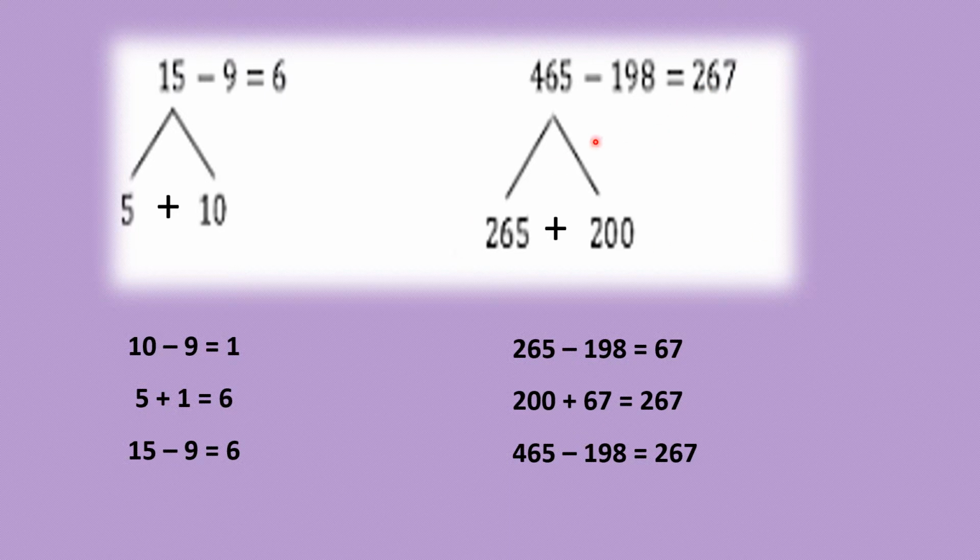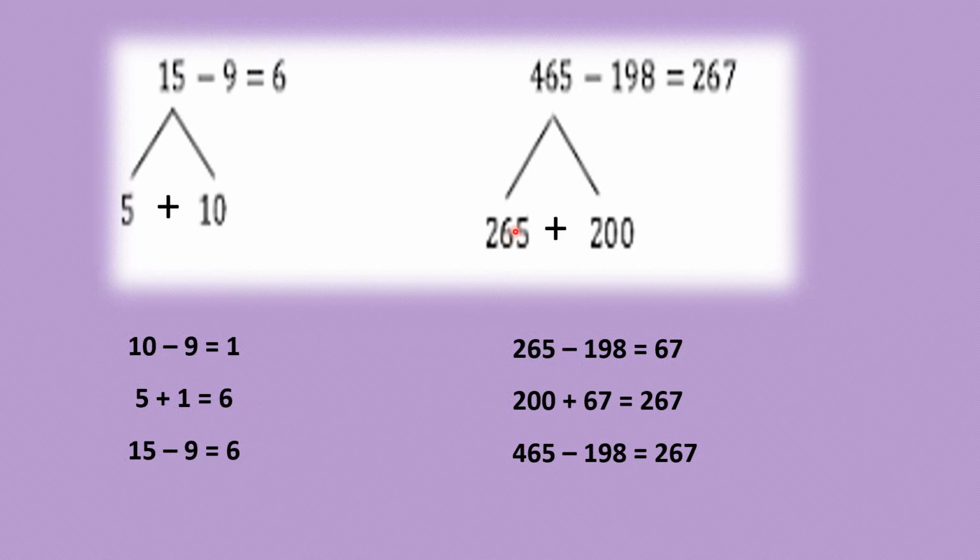So the breaking method is to be learned. What I do, 465 minus 198, I always break the bigger number. That would make things easier for you. So break the bigger number, 465. Let's say I am breaking it into 200 and 265. 200 plus 265 is 465.